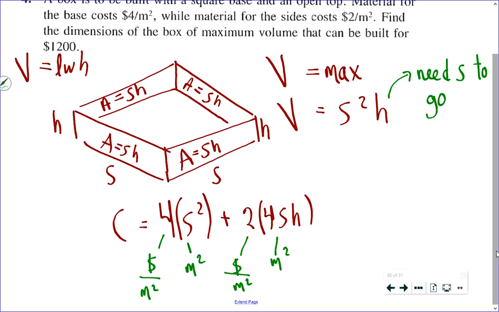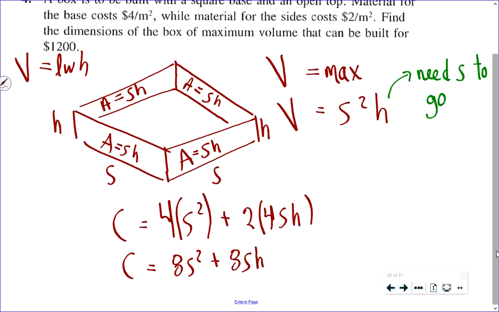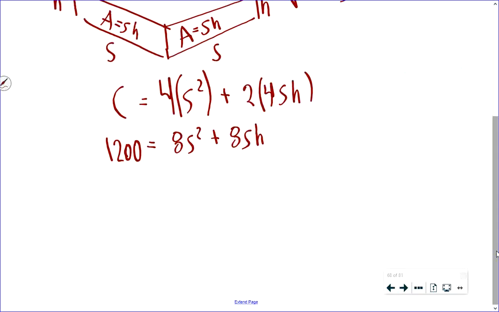Okay. So I'm going to clean this up now. We can write cost equals 8s squared plus 8sh. And I might as well put in the $1,200 because that's the fixed cost. So there's my equation of constraint. The h has to go, so we're going to rearrange this equation for h.